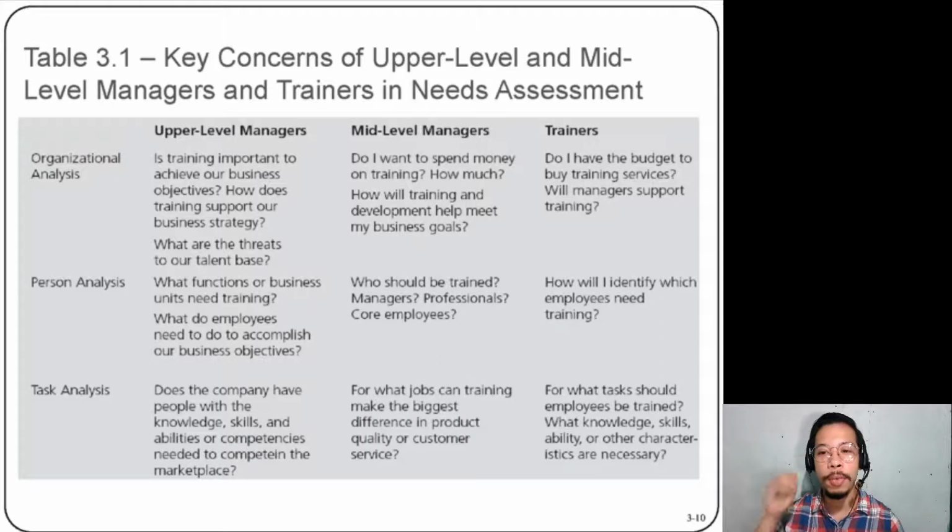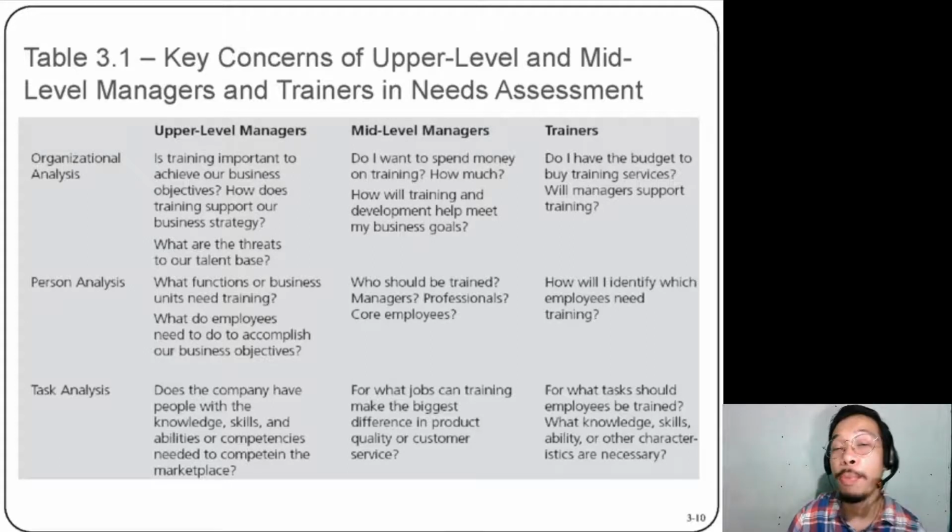So table 3.1 here shows the key concerns of upper level and mid-level managers and trainers in needs assessment. I think on the previous slides, I've shared that in conducting training, you will not just be talking about the process itself, but also the different stakeholders in doing needs assessment. And these include the upper level, mid-level managers, and the trainers, right? So we have here a sample matrix, table 3.1.